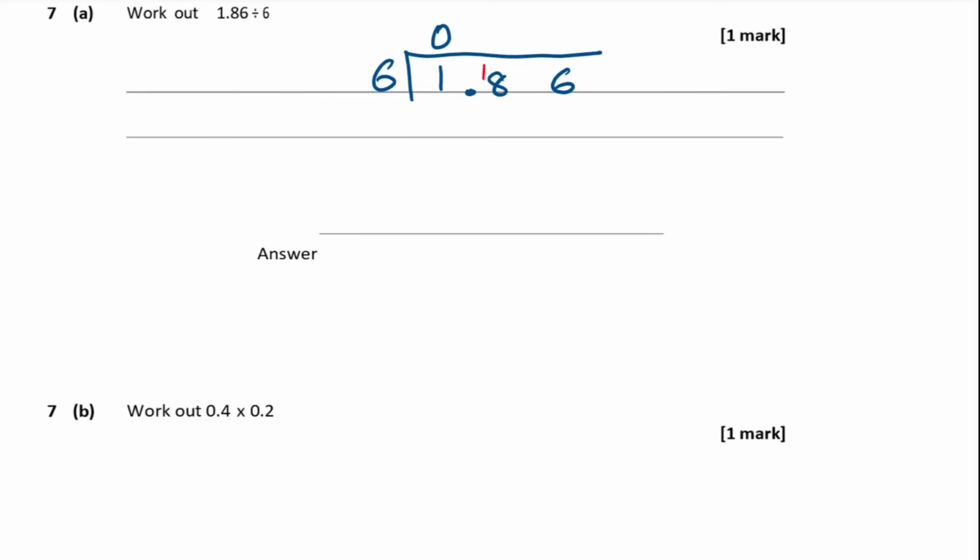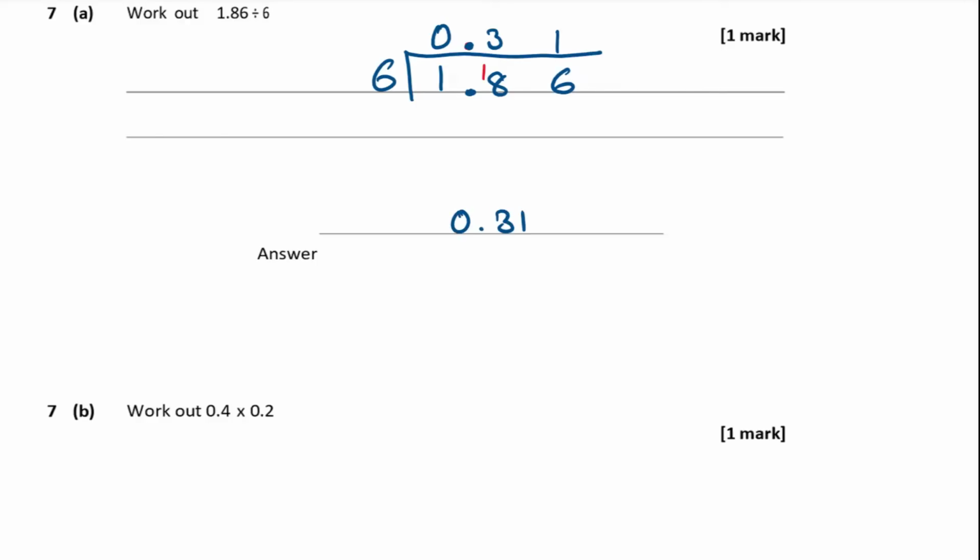Okay, now the decimal point comes between those two numbers, so it's going to be the same for my answer as well. It's going to be in the same place there. And I'm going to say, well, how many times does 6 go, not into 8, but into 18? 6 goes into 18 3 times, remainder 0. So just scooting on to the next digit, 6 into 6 goes once only. So my answer then is 0.31.